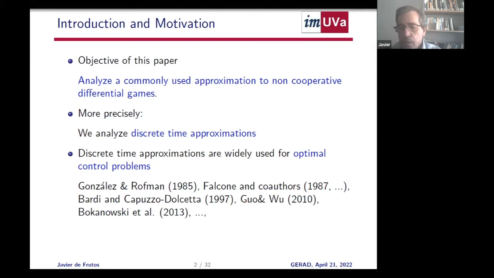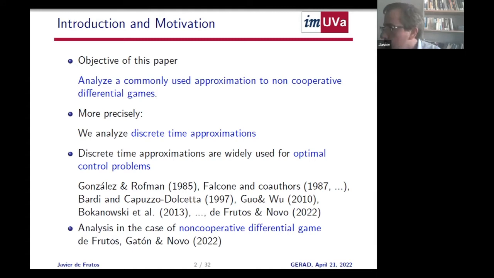So starting here, we have some references. Starting by González and Rofman in 1985, we have to take into account the many papers by Maurizio Falcone and his co-authors, starting by one paper in 1987, probably there are some others before this date. In the book by Martino Bardi and Capuzzo-Dolcetta, there is a very good state of the art until 1997 of this kind of approximation, and the theory continues to appear in many papers in 2010, 2013, and until now. Julia and myself have contributed also modestly to this literature in a recent paper.